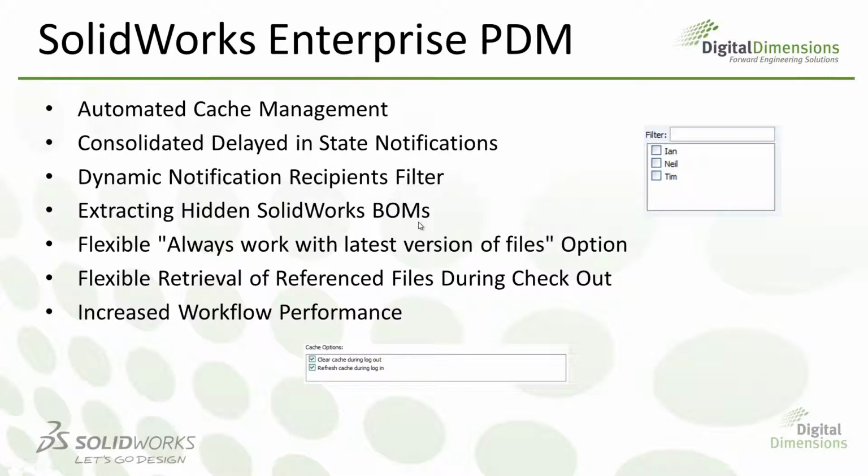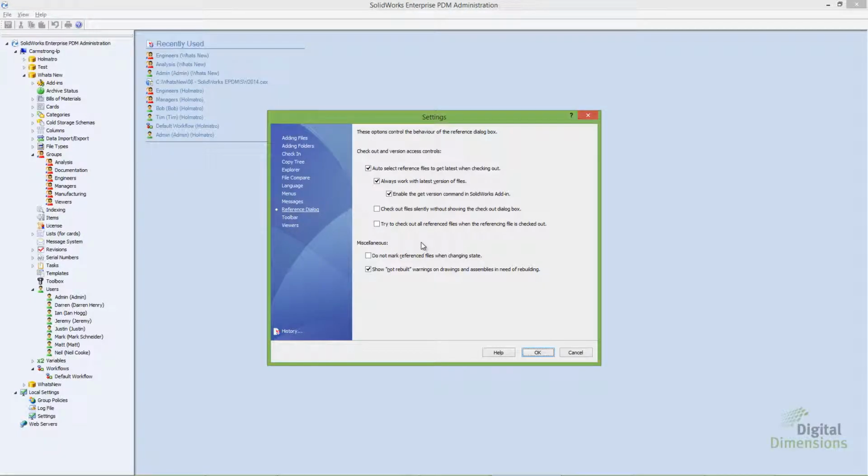So moving on. Tying in with that flexible theme is the flexible retrieval of reference files during checkout. This is an administrator level setting, so as an administrator I would set this, and again it's in the same settings as the last option I was just referring to, the enable get version command in SolidWorks add-in. What you'll notice in the user or group settings under reference dialog is a new option to auto select reference files to get latest when checking out. There are a couple of other new options here as well: check out files silently and try to check out all referenced files.